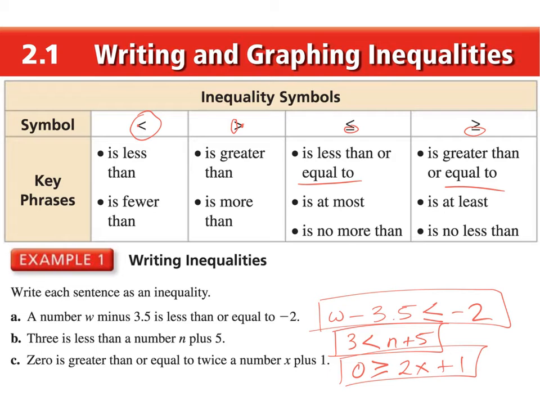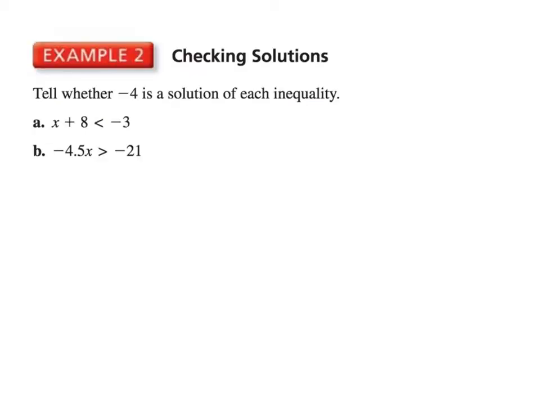All right, going on to example 2. Tell whether negative 4 is a solution of each inequality. So we just have to plug negative 4 in for x and simplify and see if the inequality works out to be true or not. So I have negative 4 plus 8 is 4. Is 4 less than negative 3? No. So your answer for part A is no.